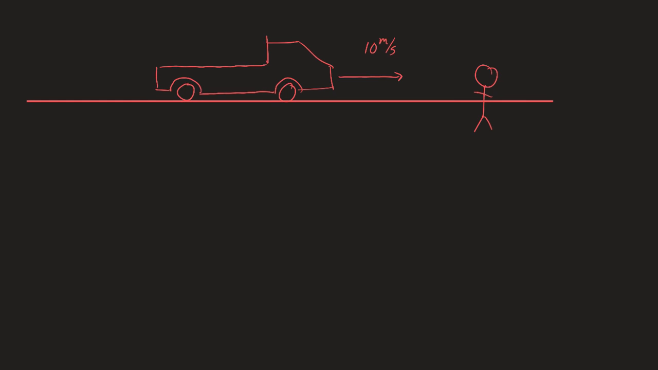You stand on the side of the road next to a truck. The truck's traveling towards you at 10 meters per second. How fast is the truck going relative to you? 10 meters per second. That's right. It's covering 10 meters every second. You are not moving relative to the ground, so you see the truck's speed as the truck sees the speed.